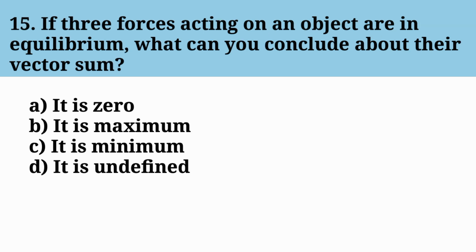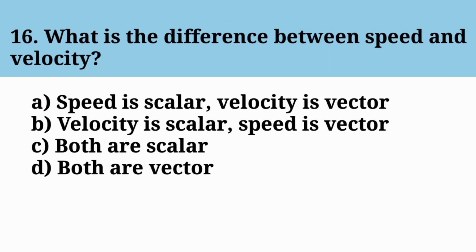If three forces acting on an object are in equilibrium, what can you conclude about their vector sum? It is 0. Option A is correct. What is the difference between speed and velocity? Option A is correct. Speed is scalar, velocity is vector.